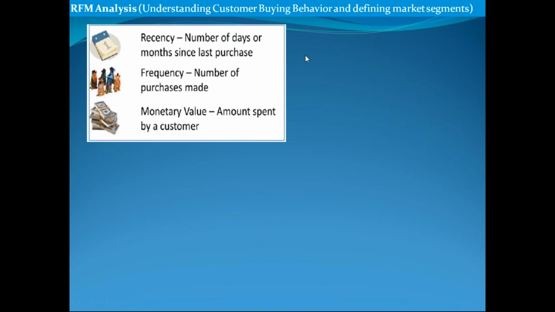So R stands for recency, F stands for frequency, M stands for monitoring. Recency means how recently a customer has visited your store. Let's say you're working for a retail company like Walmart. I want to find out how recently a customer has visited the store, or what was his last purchase date, or from a banking standpoint, when was the last transaction made using his credit card.